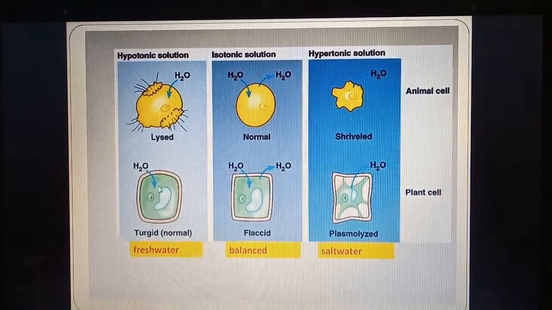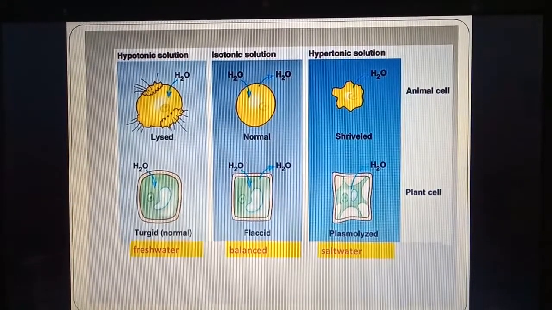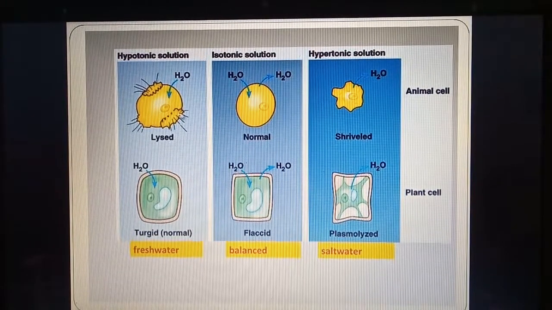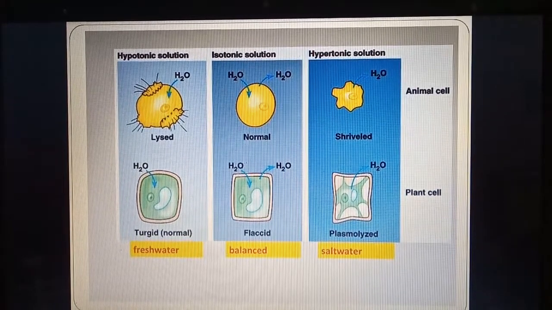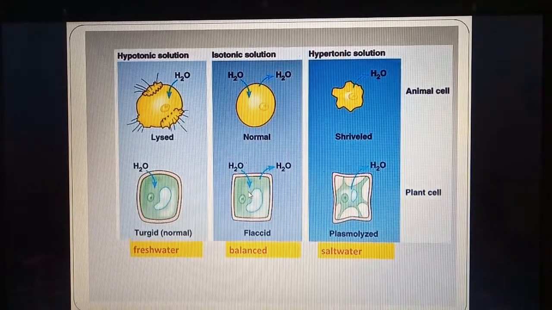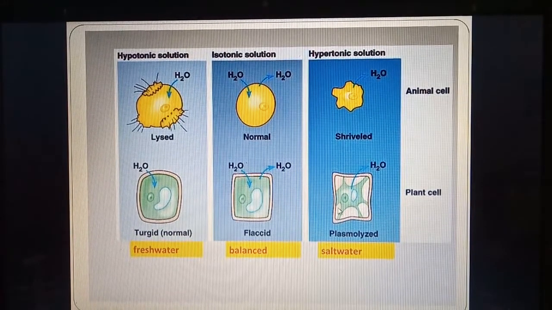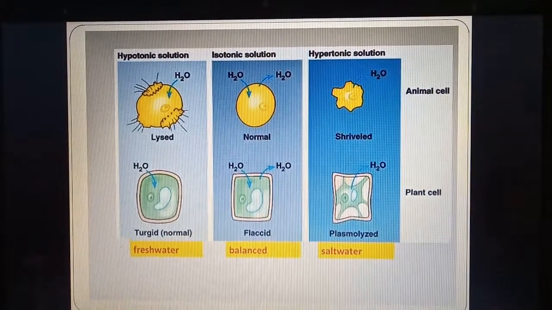In plant cell, we can see that water enters the cell and the cell becomes turgid or swollen. The same was the case with the animal cell, in which water enters the cell but the cell bursts because there is no protection by a cell wall. In the second, the condition is balanced. The cell is in the same state, and in the third, all the water is released out and the contents of the cell, the cell membrane and the cytoplasm, are contracted in the center. Such a condition is called plasmolysis.